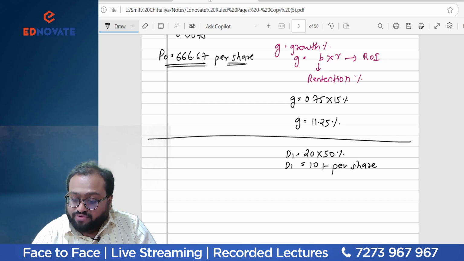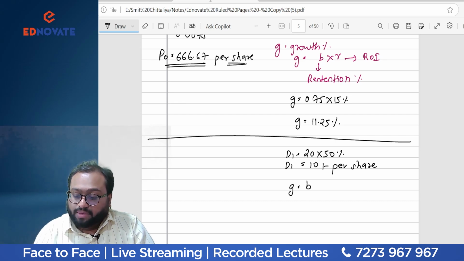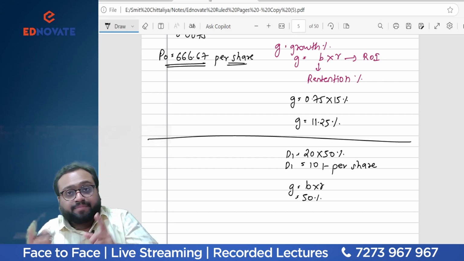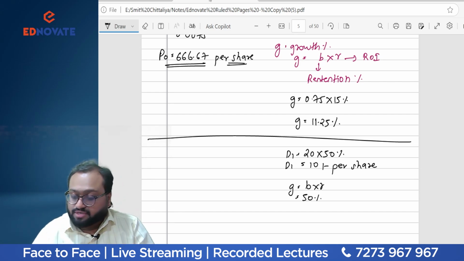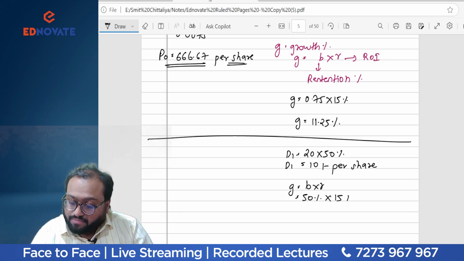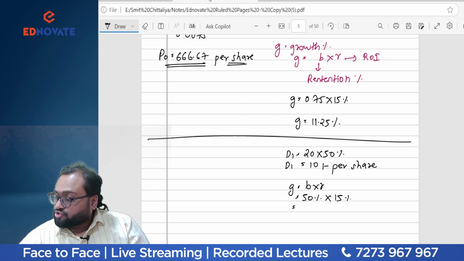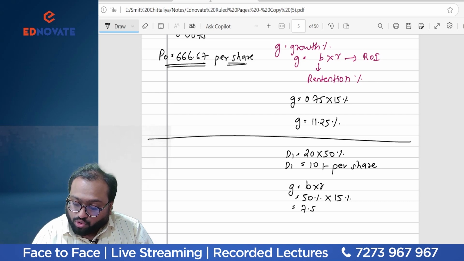Even my growth rate will change, my G will change because my B will change. My retention will become 50%. Since my dividend payout is 50%, my retention will be 50%. Multiply with 15%, which is my ROI. So 0.5 into 15% will be 7.5%, which will be my growth.